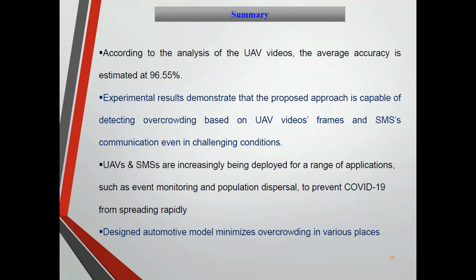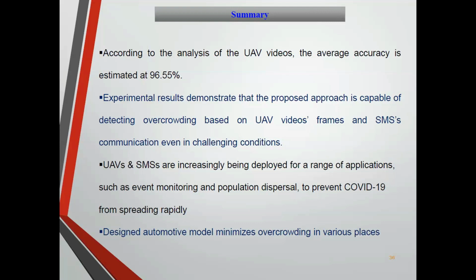So in your social monitoring scheme, on the left-hand side we have the data acquisition module. In this data acquisition module, what type of sensor does it consist of? Like a UAV sensor. How does the UAV work? A drone is associated with it, so drone plus UAV plus SMS generates video frames. We process this data in the next step. Your UAV and SMS are increasingly being deployed for a range of applications, such as event monitoring and population dispersal.